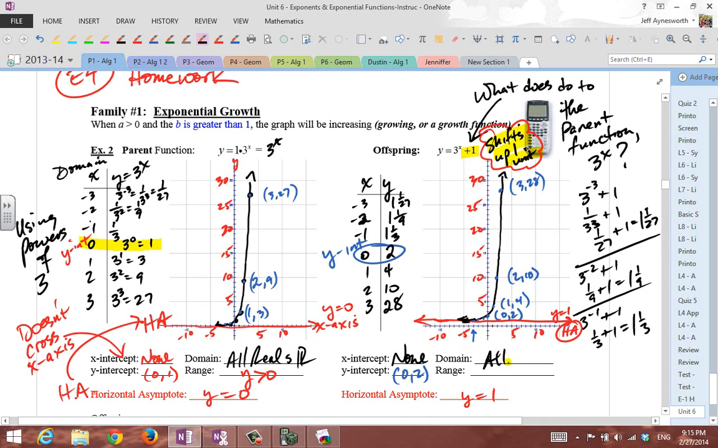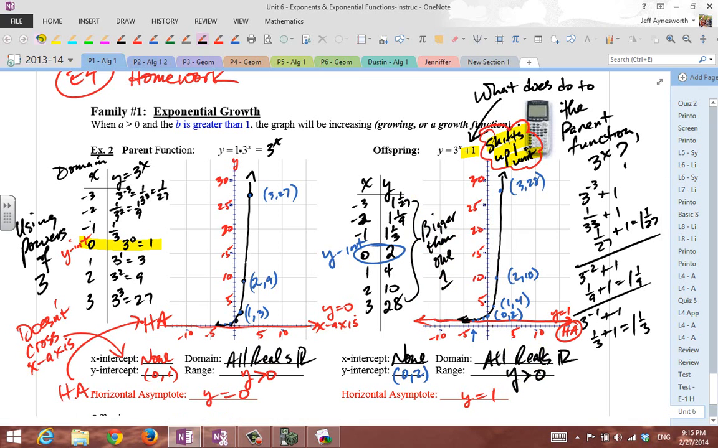Domain, same thing, all reals. And range, ooh, now this is different. Over here they were greater than 0 because they're above the x-axis. Now all these y values, they're all bigger than 1. Bigger than 1. All right, the big number 1. So now my range is y greater than, not greater than or equal to, y greater than, come on, Ainsworth, y greater than 1. All right, because they're all above 1. Notice that 1 1/27, well, that's bigger than 1. All of them are. I don't care how far left you go. It will always be bigger than 1.